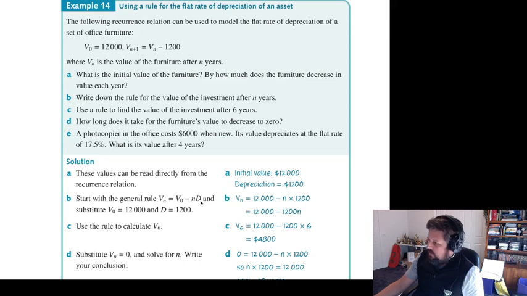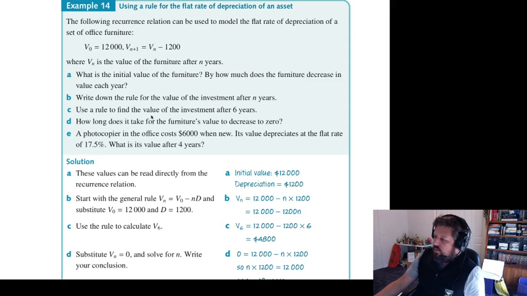Now again, as I said a minute ago, $12,000 take away n times d is the same as d times n. So we write out the d value first, take away 1,200, which is depreciation, times n. It's the same thing whether you write n times that or that times that, but that's how we write it in maths. So that's the general rule there: Vn equals 12,000 take away 1,200n.